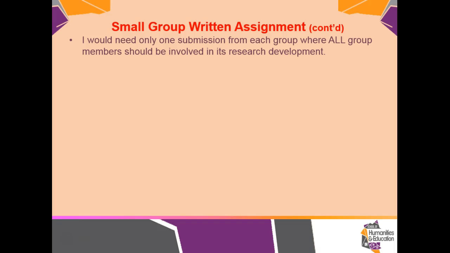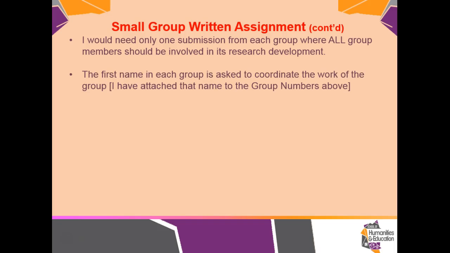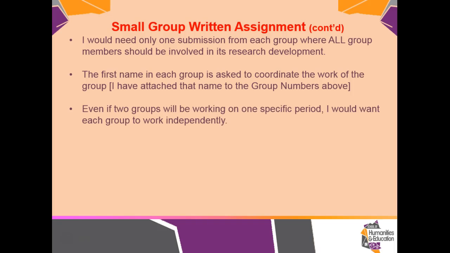I will need only 1 submission from each group, where all group members should be involved in its research and development. So what would happen is that each member of the group would play a part in finding information, researching information, and coming together and answering the questions, and so we have 1 submission from each group. As I mentioned, the first name of each group is to coordinate the work of the group, and that name is attached, and I mentioned those names earlier on. If 2 groups will be working on 1 specific period, I want each group to work independently.